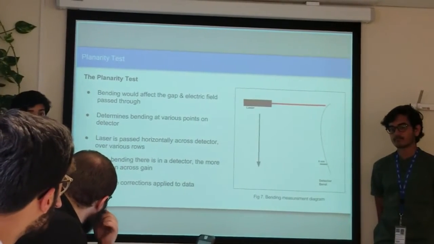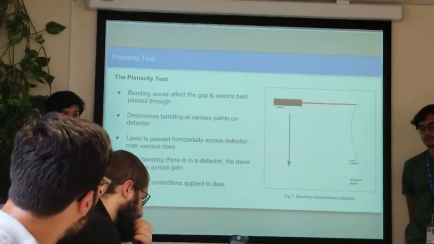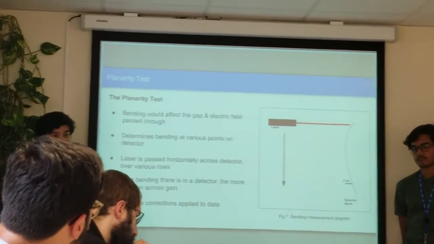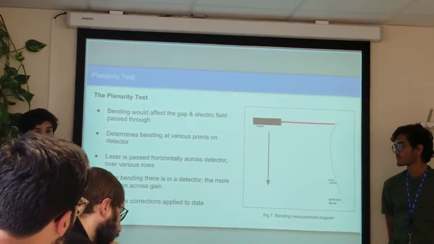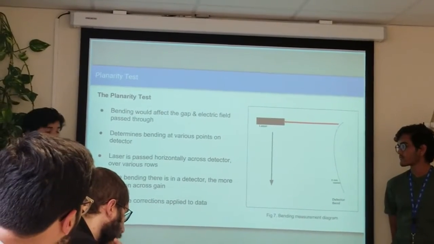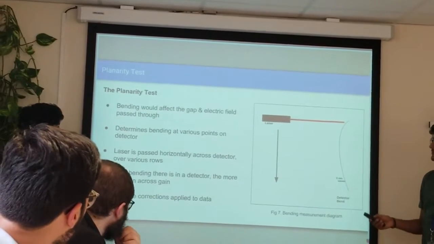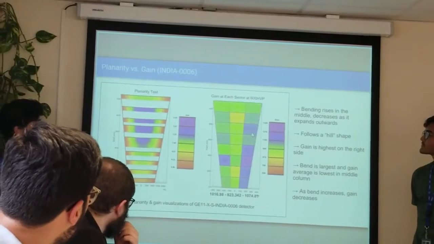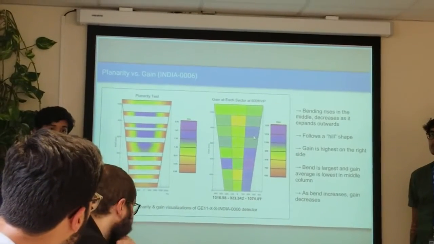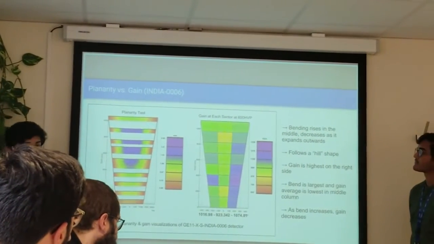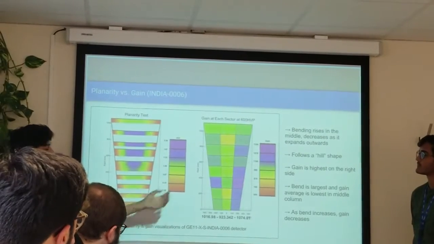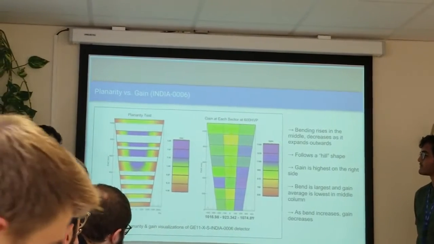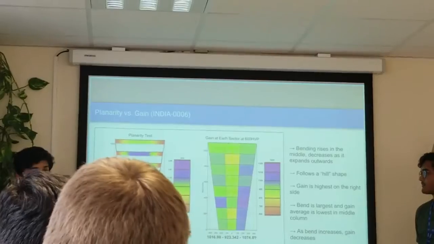So after we collect all this data, we apply some software corrections to fix any kind of rotation errors in the detector, and after applying these corrections, we're able to plot them and analyze them. So if you look here, we have the output from the planarity test of an India 006 detector and our gain test on the detector. So there's some interesting things to note here.